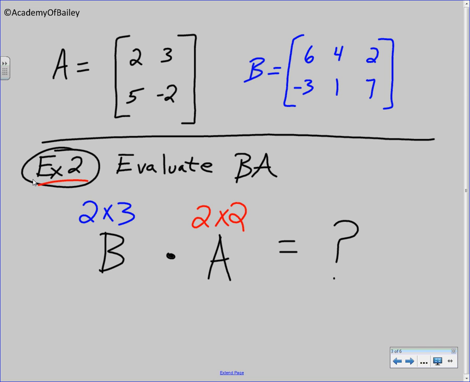Example number 2 says evaluate B times A. Now, that's kind of a big difference here because the previous example said A times B. And why is it a big difference? Well, let's look at B. B is a 2 by 3 matrix, and A is a 2 by 2 matrix. Do the columns here match the rows there? No, they don't. So since those columns and rows do not match, you cannot multiply B times A. So you can't evaluate example number 2.